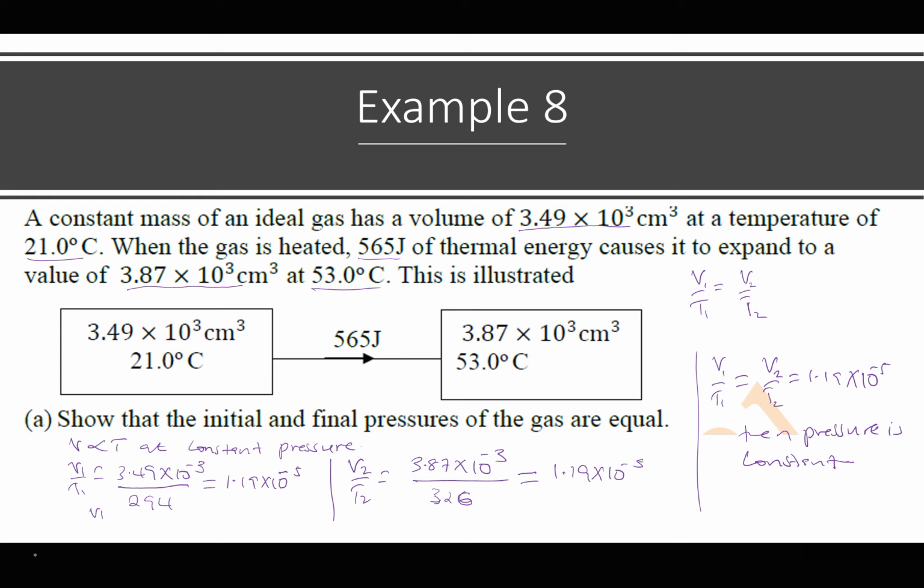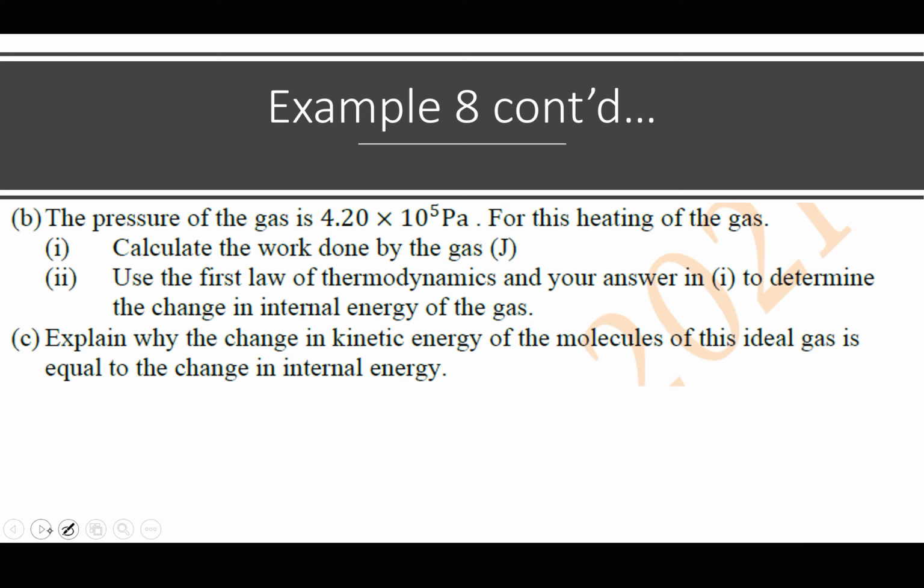Okay, part B. The pressure of the gas is 4.2 times 10 power 5. For this heating of the gas, calculate the work done by the gas. Remember, some energy has been supplied in the heating so that the temperature changes from 21 to 53. So for this heating of the gas, calculate the work done by the gas.